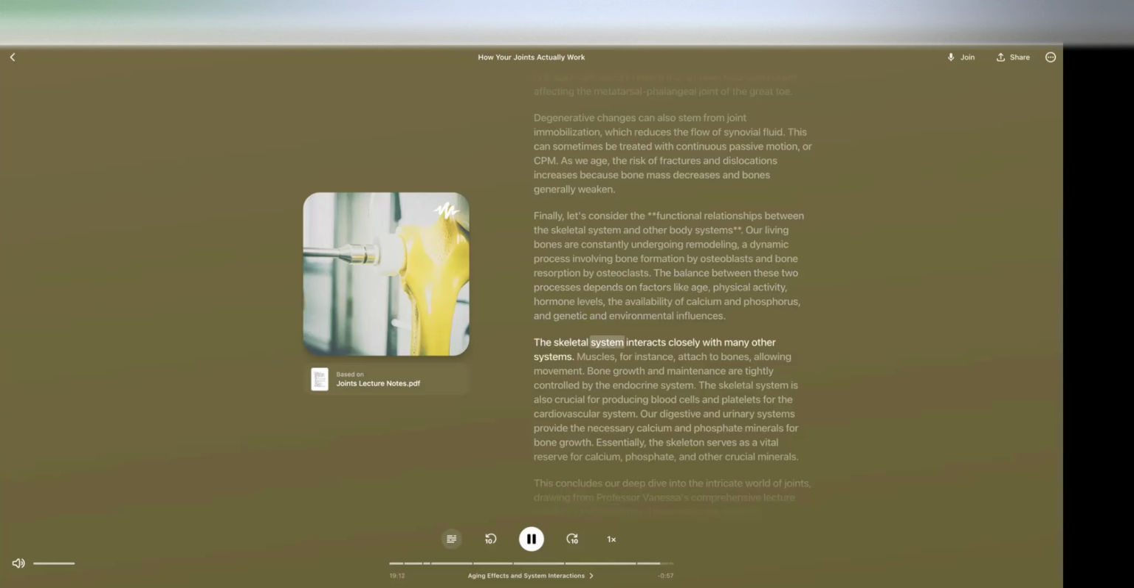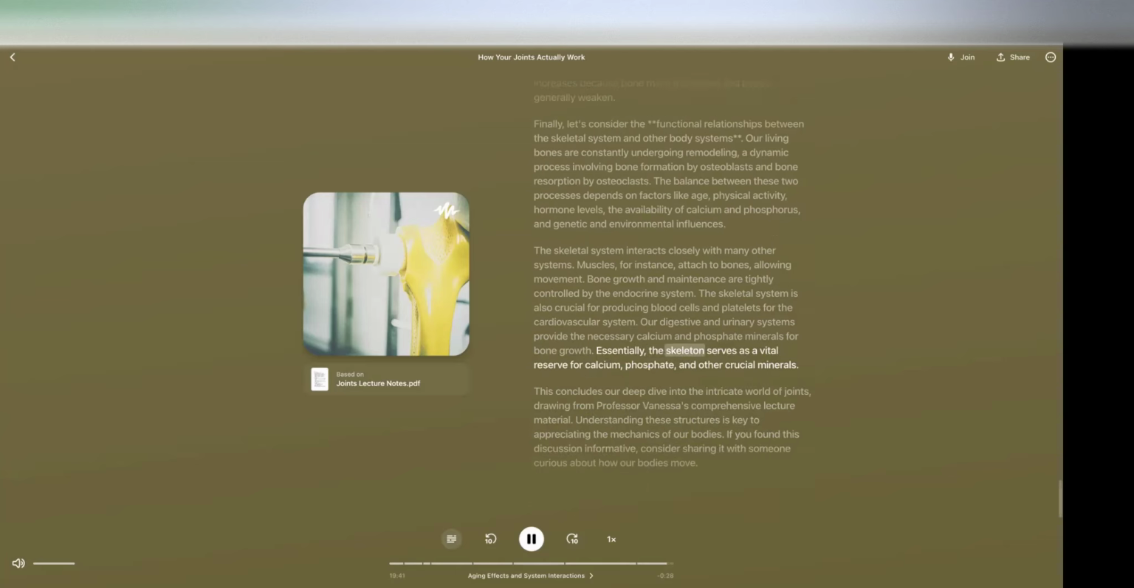The skeletal system interacts closely with many other systems. Muscles, for instance, attach to bones, allowing movement. Bone growth and maintenance are tightly controlled by the endocrine system. The skeletal system is also crucial for producing blood cells and platelets for the cardiovascular system. Our digestive and urinary systems provide the necessary calcium and phosphate minerals for bone growth. Essentially, the skeleton serves as a vital reserve for calcium, phosphate, and other crucial minerals.